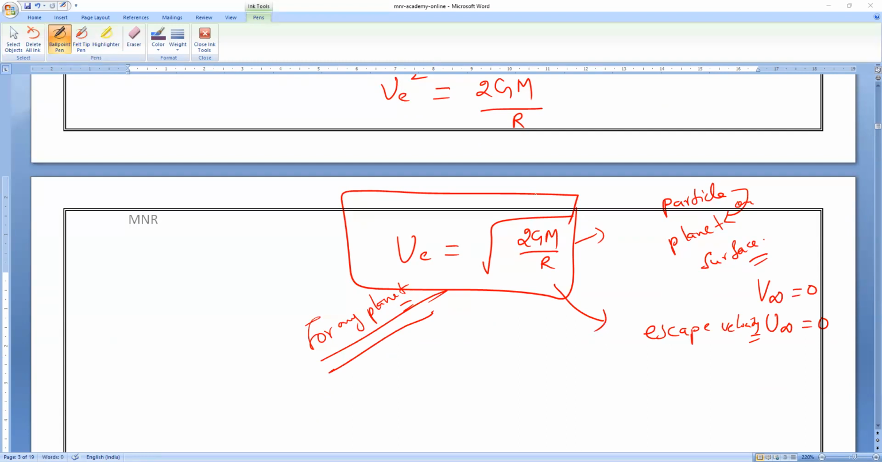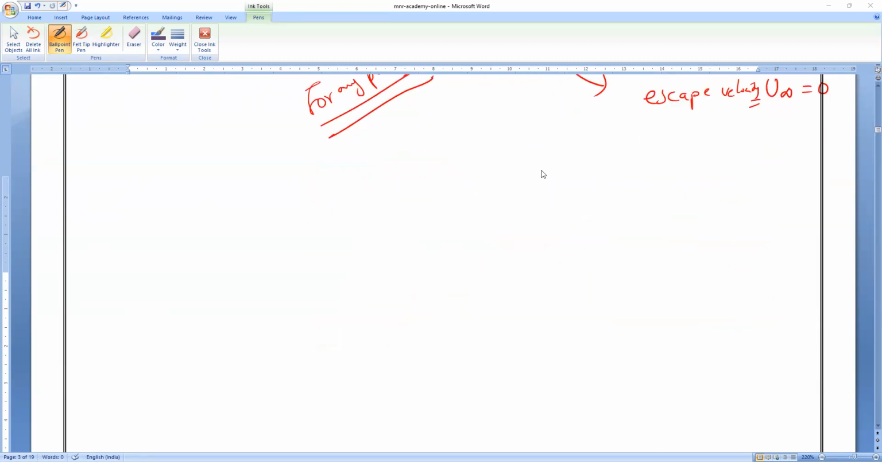I hope everybody is able to understand. Mani and Samya, are you clear? Sai Karthik, Pradosh, any problem you can ask me. Are you clear? Now, let me check it for Earth alone. This is the formula for every planet. For Earth, we all know.